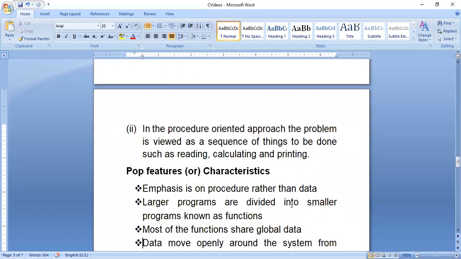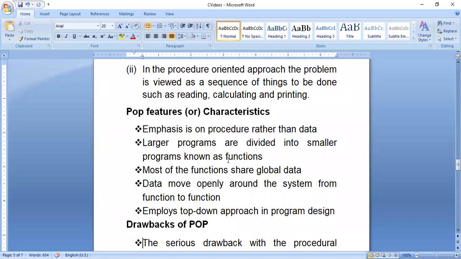What are the procedure-oriented program features? Emphasis is on procedure rather than data. Here in programming, we have only two important things: data and procedure. We are giving emphasis, meaning concentrating, on procedure rather than data. So we are giving first priority to procedure, second priority to data. The larger programs are divided into smaller programs known as functions. Most of the functions share global data. Fourth one, data moves openly around the system from function to function. So here data is moving freely from one function to another function.